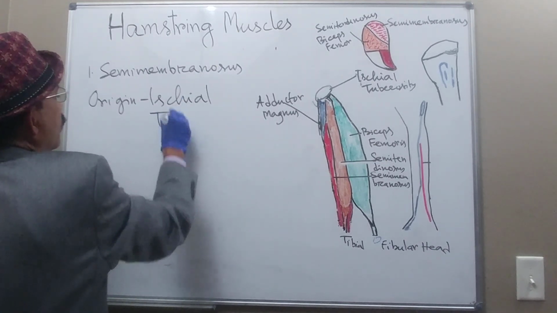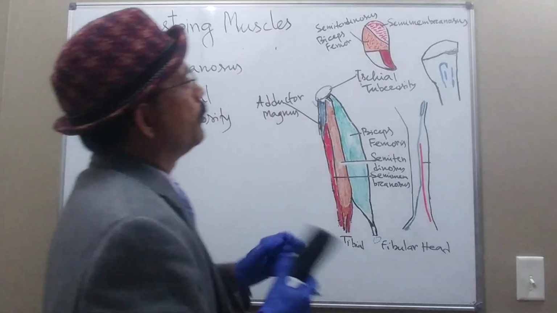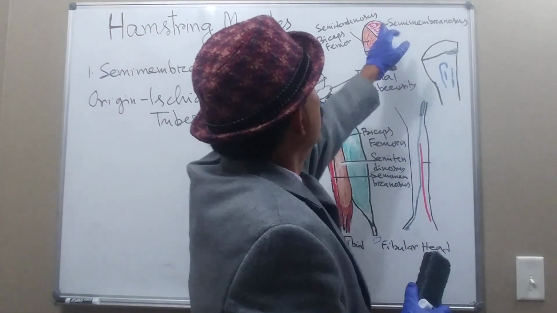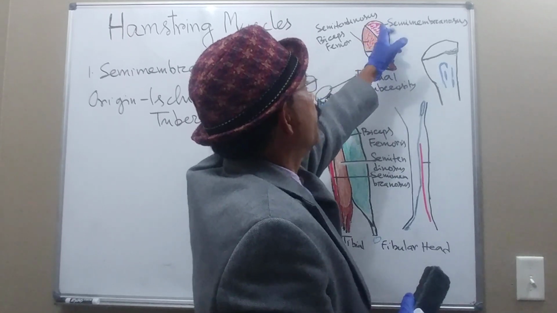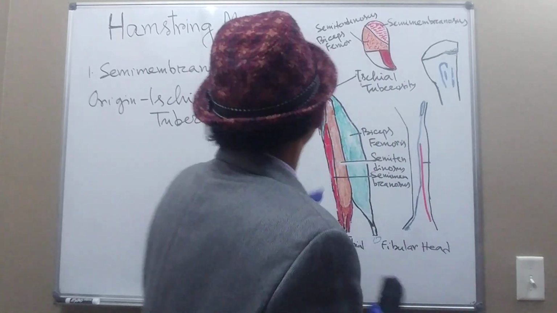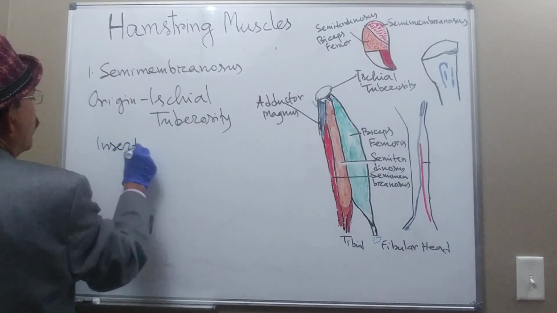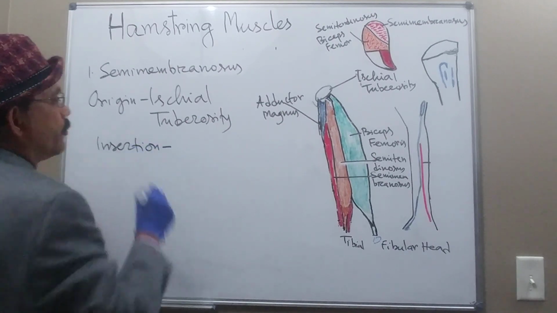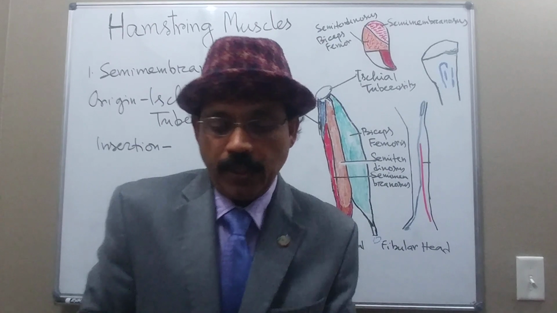Ischial tuberosity. From where? From the superlateral impression of the upper part of the ischial tuberosity. Okay, insertion of the semimembranosus: insertion to the groove on the posterior aspect of the tibia.